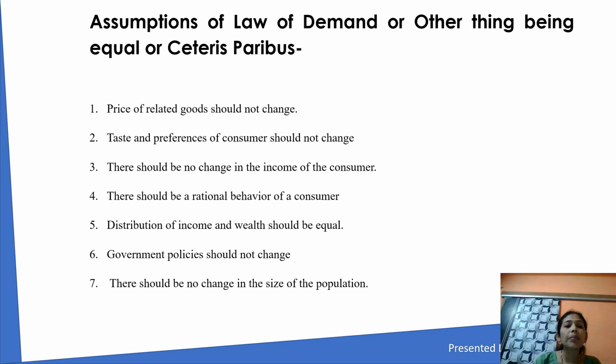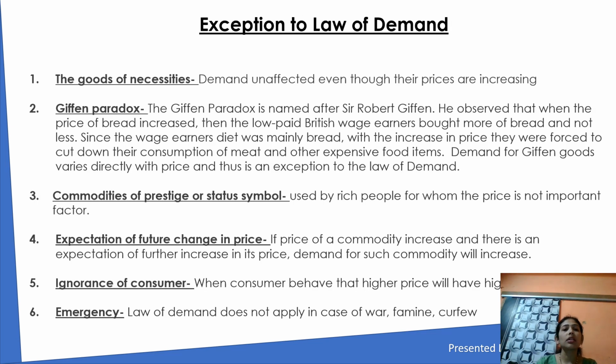The assumptions of the law of demand: other things being equal, or certain variables. First, the price of related goods should not change. Second, taste and preference of consumers should not change. Third, there should be no change in the income of the consumer. Fourth, there should be rational behavior of a consumer. Fifth, distribution of income and wealth should be equal. Six, government policies should not change. Seven, there should be no change in the size of the population.